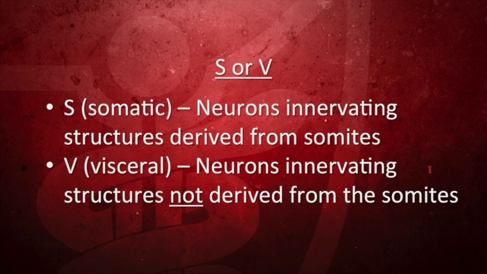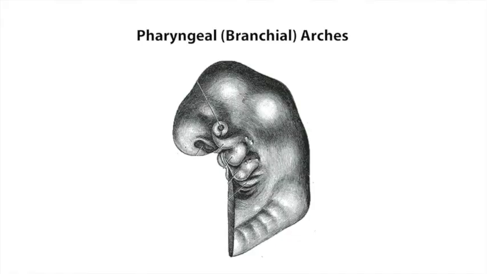Somatic refers to types of neurons innervating structures derived from somites, while visceral refers to types of neurons innervating structures not derived from somites, which includes organs, glands, and structures, including some voluntary muscles, derived from the branchial arches. During the fourth week of development, a series of 5 ridges called pharyngeal or branchial arches arise on the ventrolateral surface of the embryo. Each arch contains a cranial nerve that supplies the structures that develop from it.